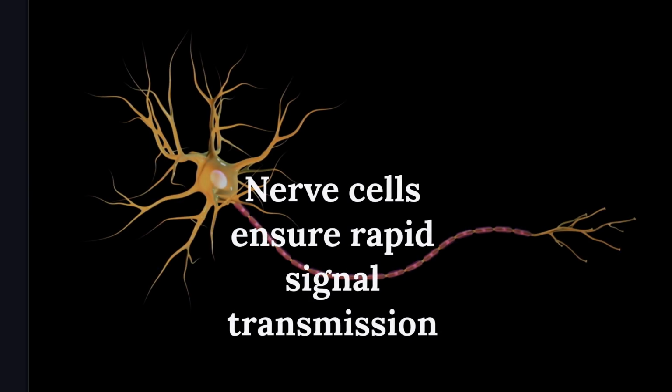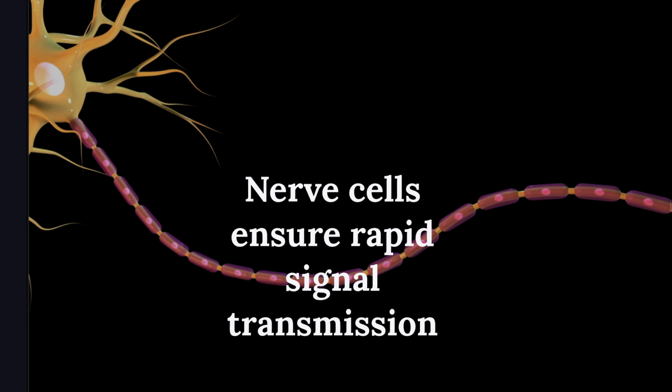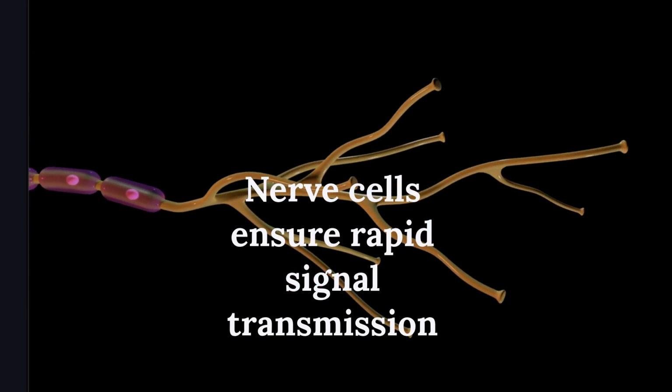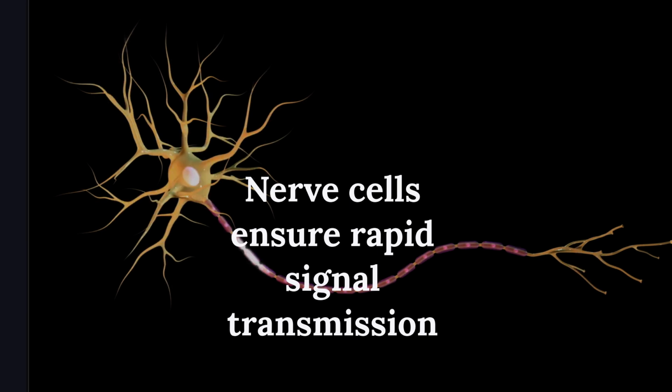Nerve cells have long axons for impulse transmission. Dendrites receive signals from other neurons. The myelin sheath insulates the axon, speeding up transmission. Synaptic terminals release neurotransmitters for communication. These features ensure rapid signal transmission throughout the body.